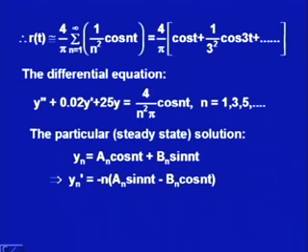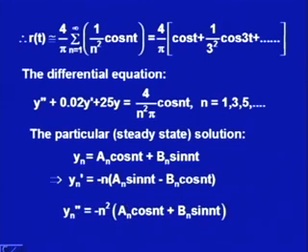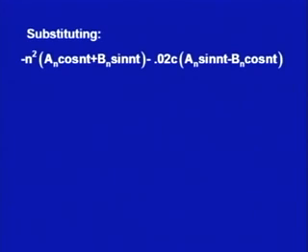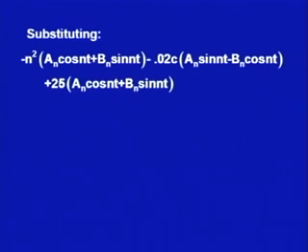Usual method: y_n dash would be n times minus a_n sin nt plus b_n cos nt, and y_n double dash would be minus n square times a_n cos nt plus b_n sin nt. Substitute in the given differential equation, and we would get minus n square (a_n cos nt plus b_n sin nt) plus 0.02 n (minus a_n sin nt plus b_n cos nt) plus 25 (a_n cos nt plus b_n sin nt). This should be equal to 4 upon n square pi cos nt.